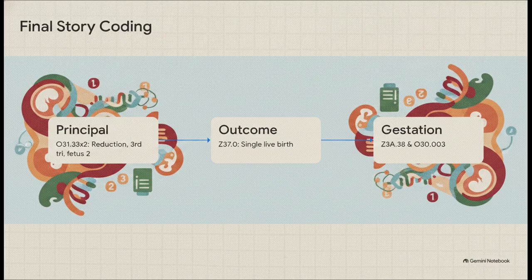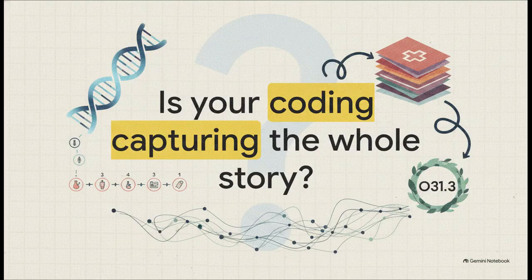in the 3rd trimester. Just look at how beautifully the O30.003 and the Z37.0 codes work together with our principal O31 code. They explicitly tell the next provider, hey, this was a twin pregnancy, a reduction occurred, and one healthy baby was ultimately delivered. I want to leave you all with this final thought today.